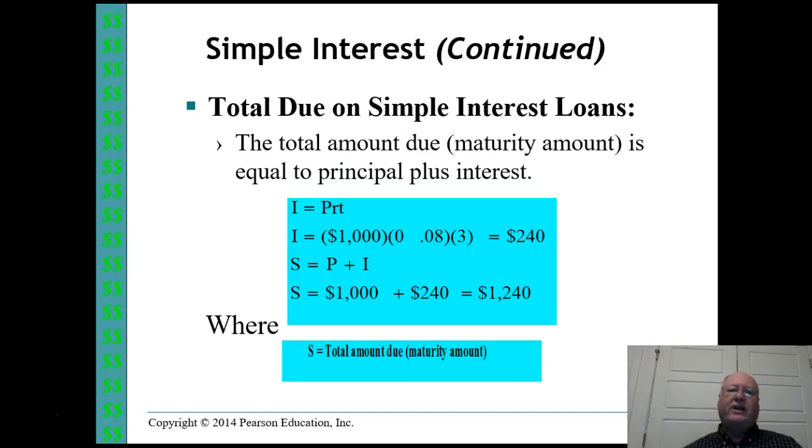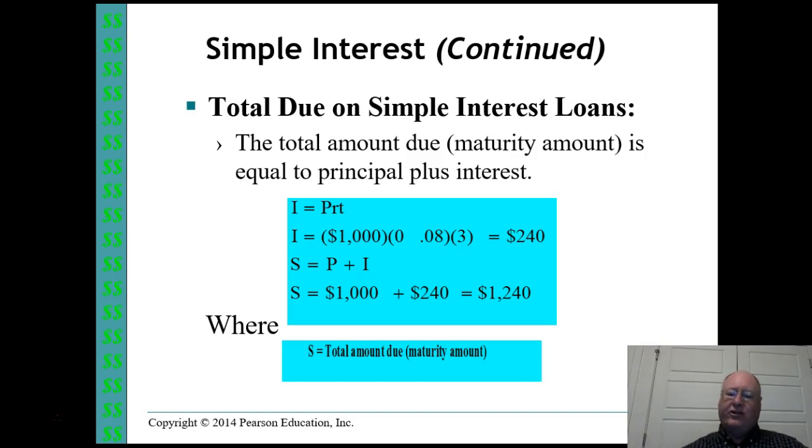The total due on simple interest loans is what is due at maturity plus whatever interest you have accrued. So for 3 years, for example, if you have a simple interest loan owed in 3 years, you're going to owe the interest of $240 plus the initial principal of $1,000, and that's going to be $1,240. That is calculating it using a simple interest rate.